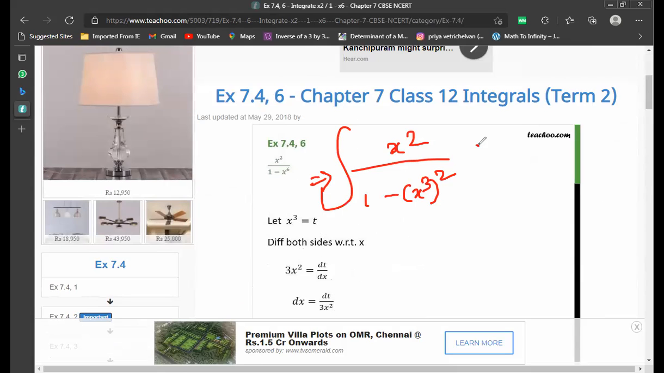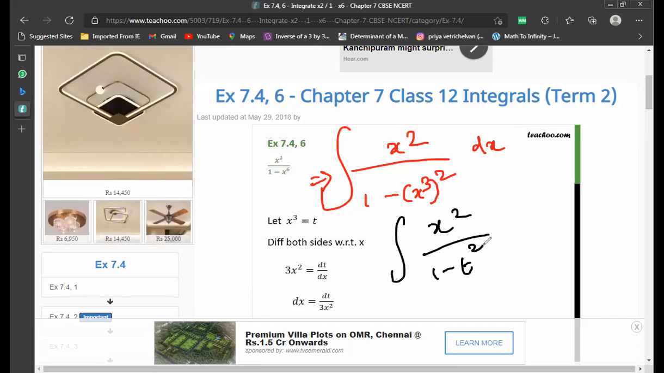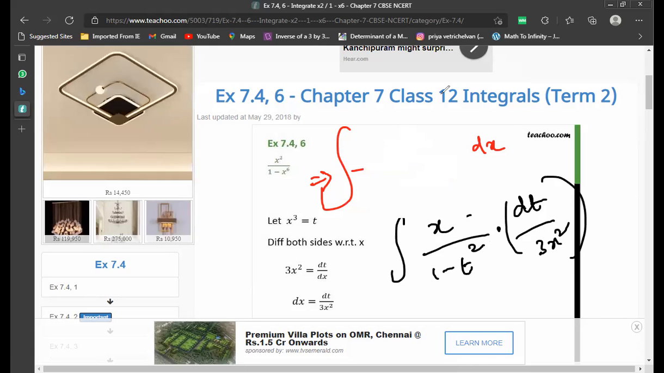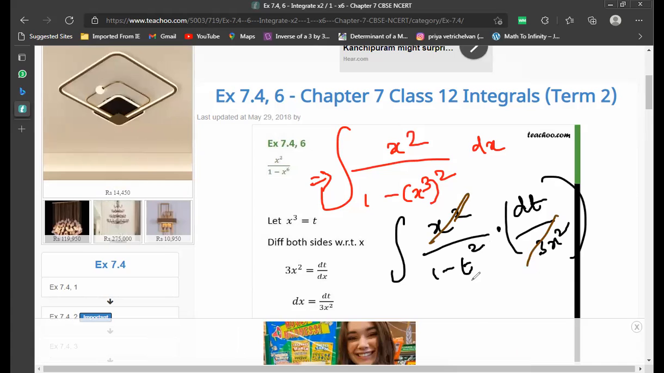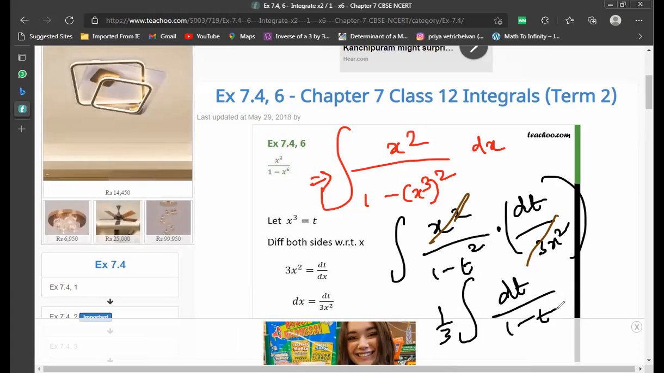So now let's change our question in the form of t. Just write x square as x square itself. 1 minus x cubed the square can be written as t square. And what is dx? It's dt upon 3x square. Just cancel out x square and x square. So we'll be left with dt upon 3 times 1 minus t square. Got it?